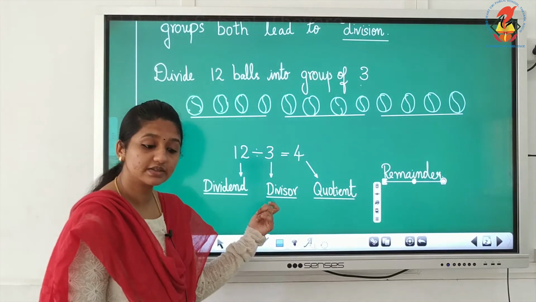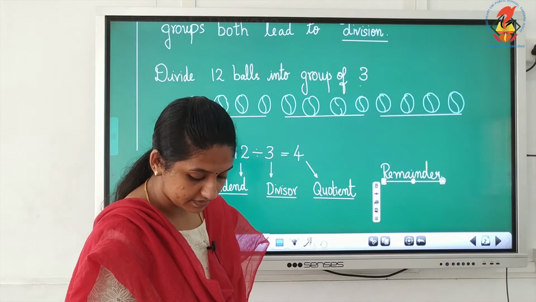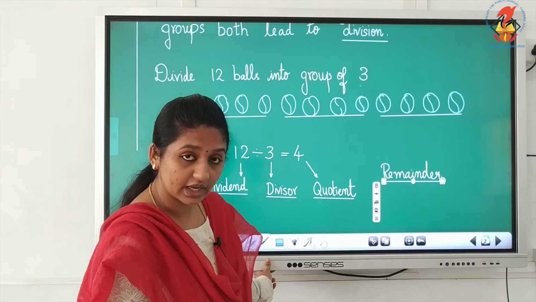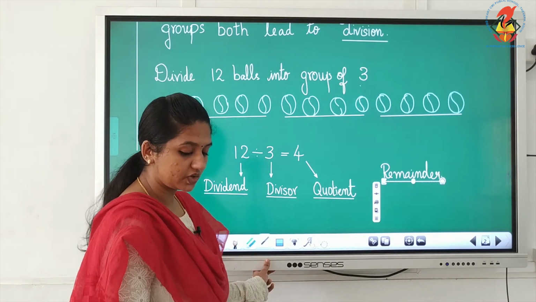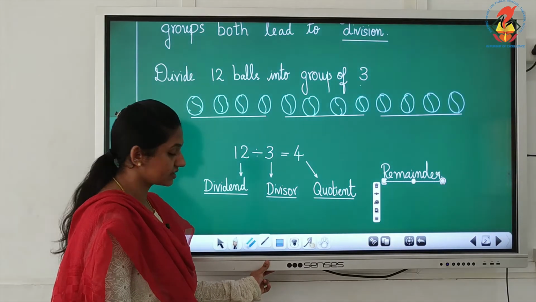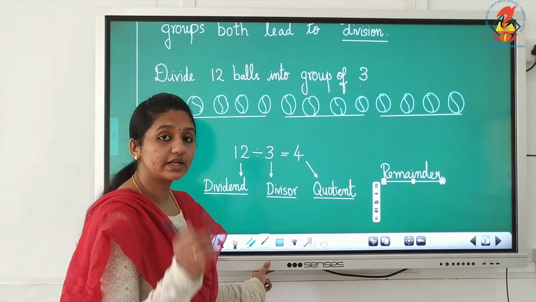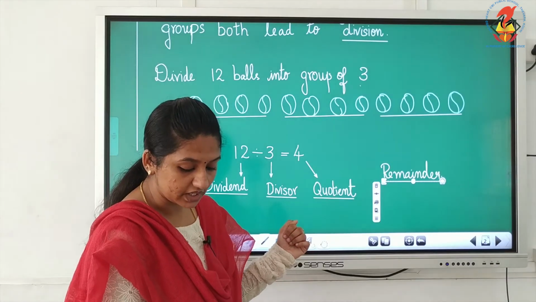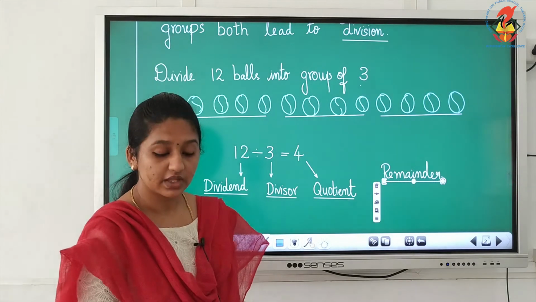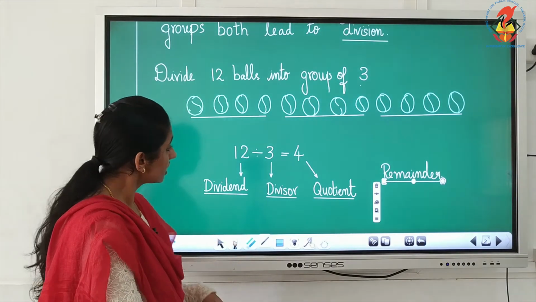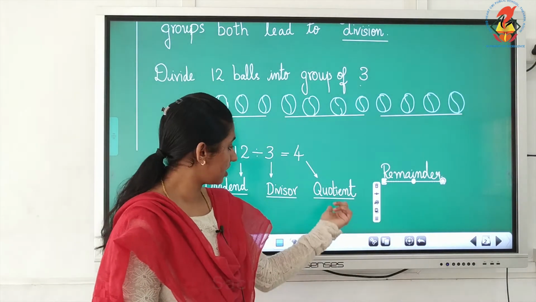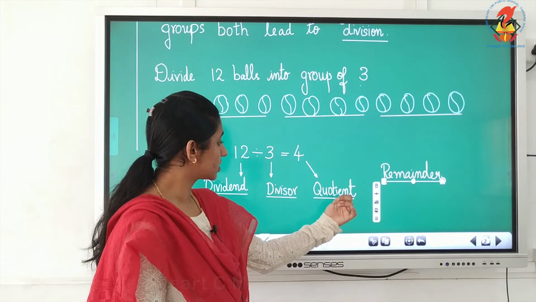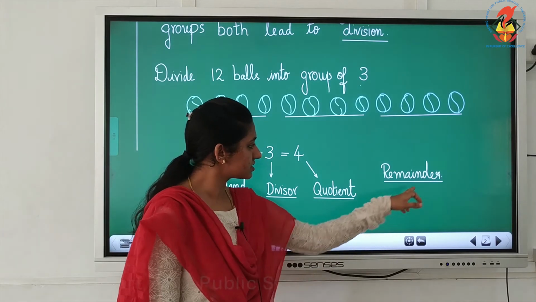What is divisor? The divisor is the number by which we divide. Then quotient. The answer in division is called quotient. So the last term is remainder.